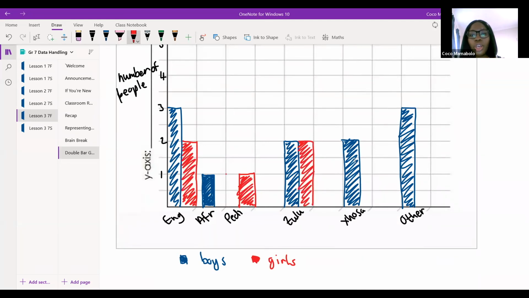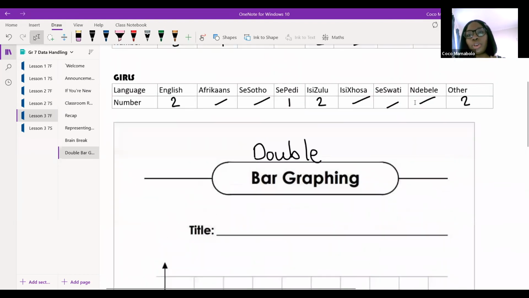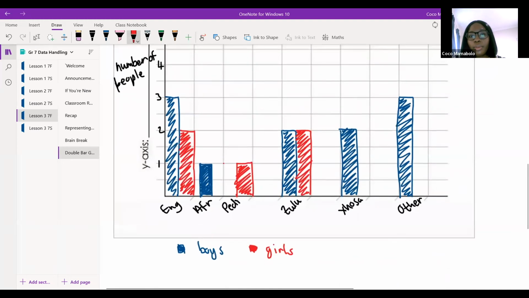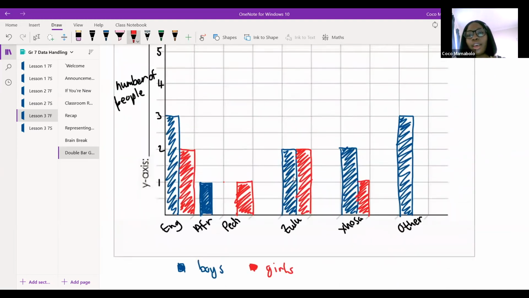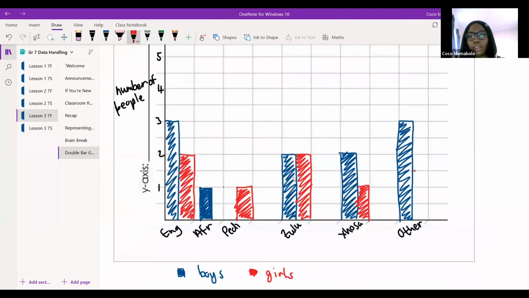isiZulu is 2. And isiXhosa is actually, I'm going to add 1 more because Samila was also going to say Xhosa. So Xhosa over here should actually be 1 because Samila couldn't vote. So this is 1. So for Xhosa, I've got 1 girl, and for other, I have got 2. Okay, 2 for other. There we go. Ta-da!